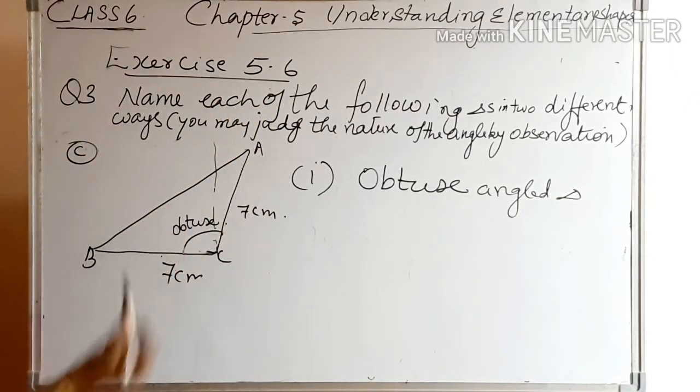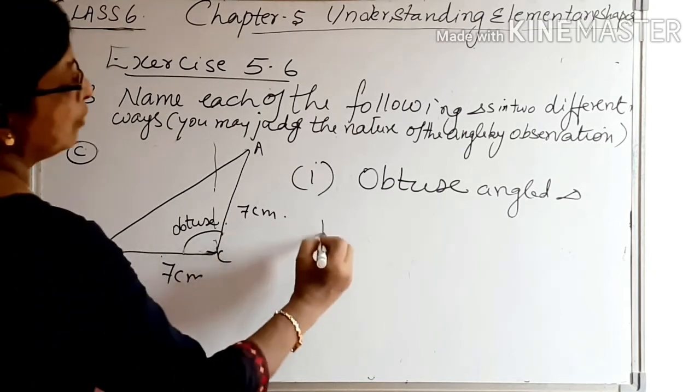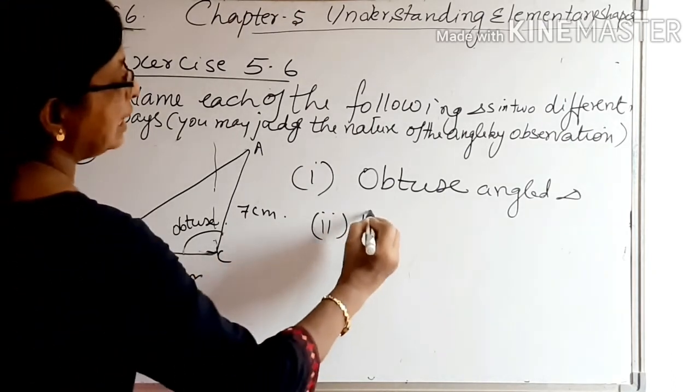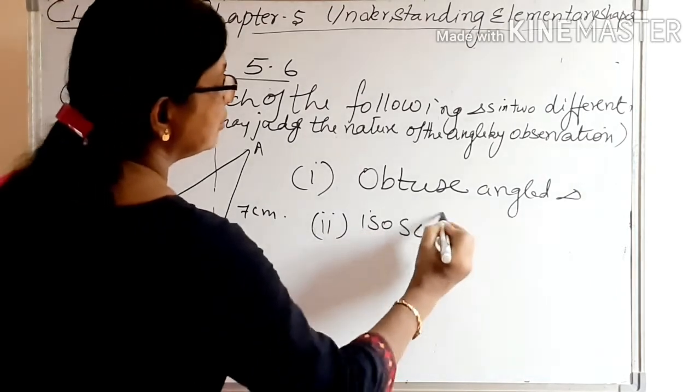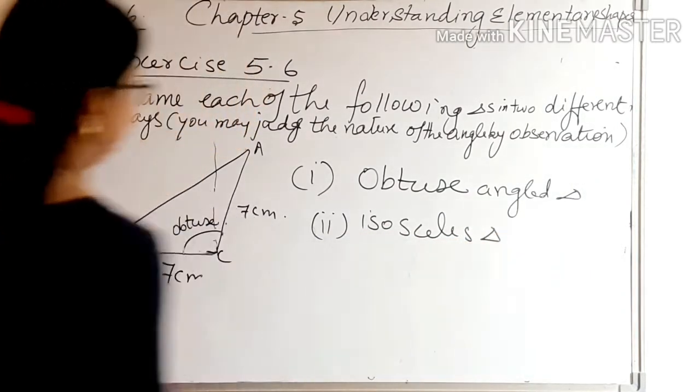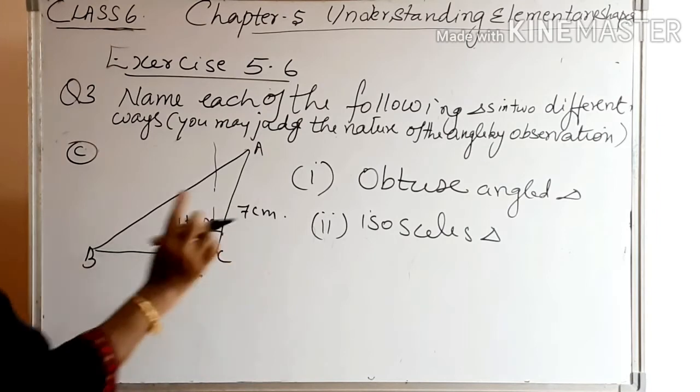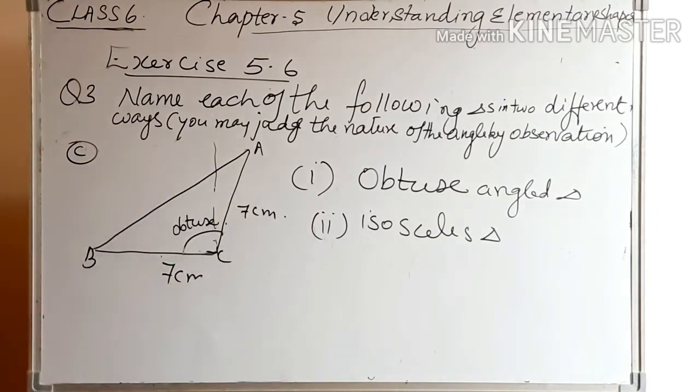Two sides are equal. Therefore, this is an isosceles triangle. This is an isosceles and obtuse angled triangle.